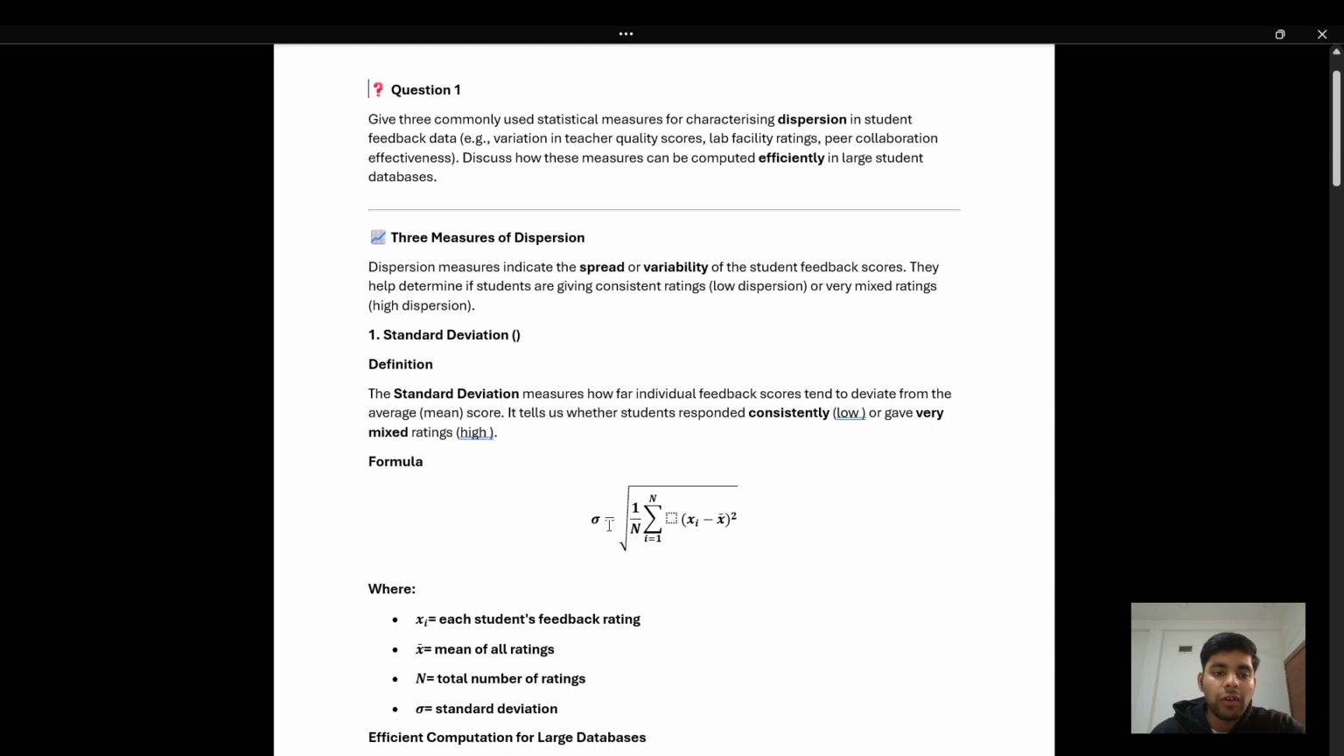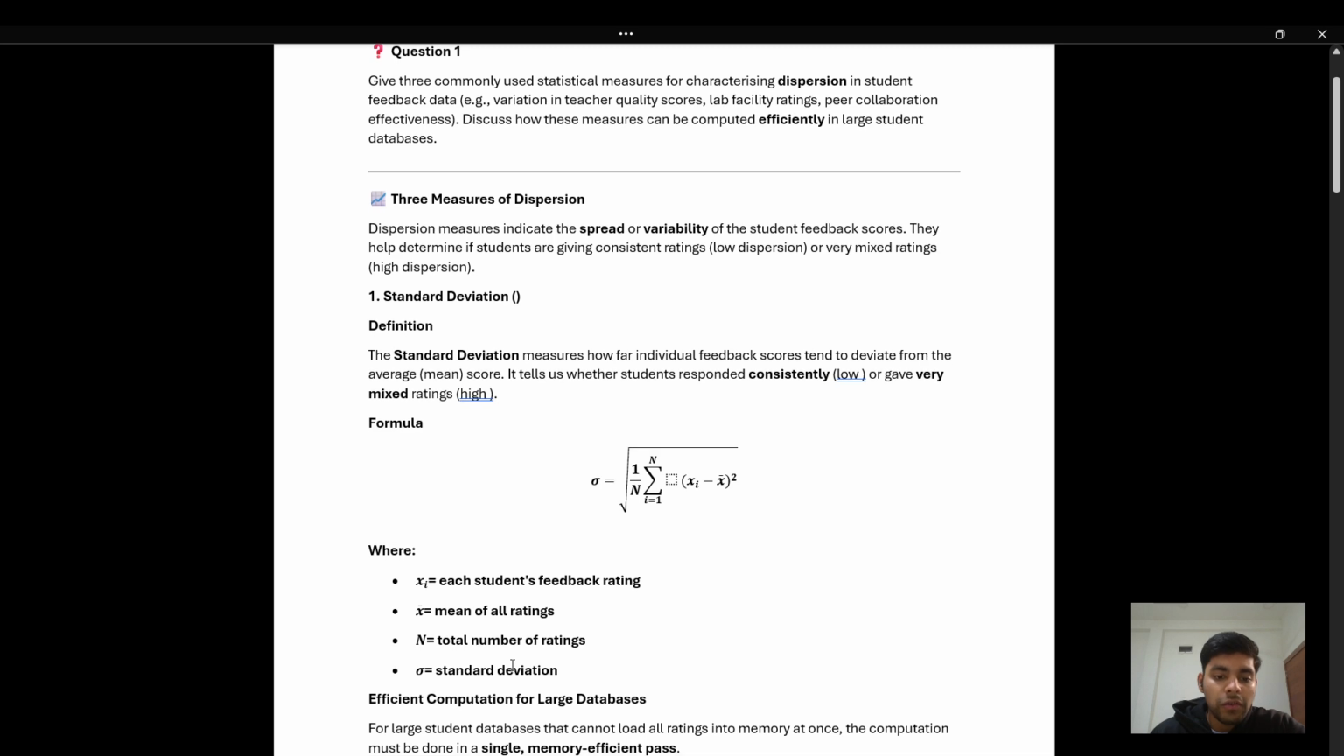So the formula for calculating SD is square root of 1 upon n, summation from i equals 1 to n, (xi minus x bar) whole square, where xi is the student feedback rating, x bar is the mean of all ratings, n is the total number of ratings, and sigma stands for standard deviation.